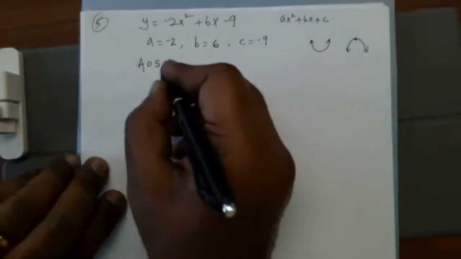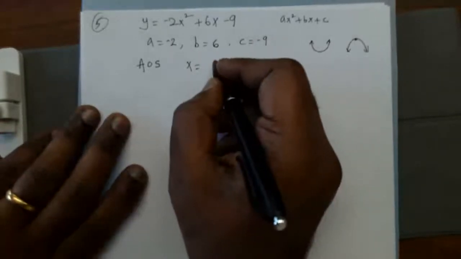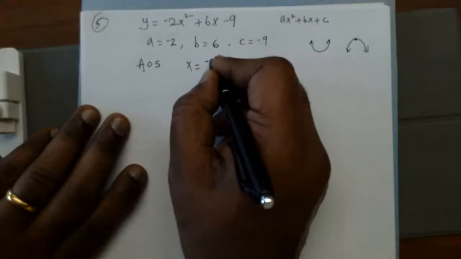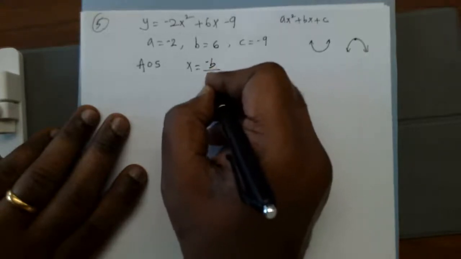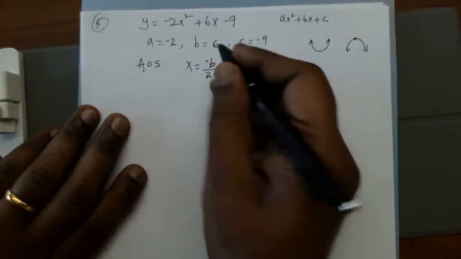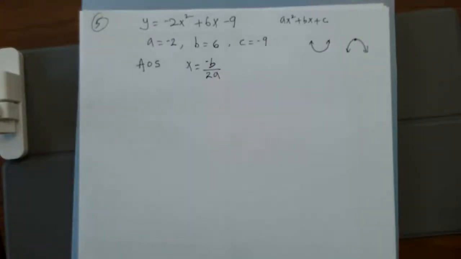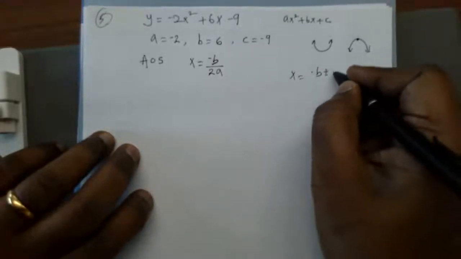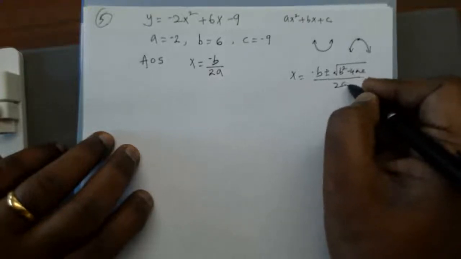Very good. Awesome. So now I'll write the formula. x is equal to, tell me, the formula for axis of symmetry. Negative b over 2a. And also, students, it is a part of your quadratic formula. Did you see the quadratic formula? Negative b plus or minus square root of b squared minus 4ac all over 2a.